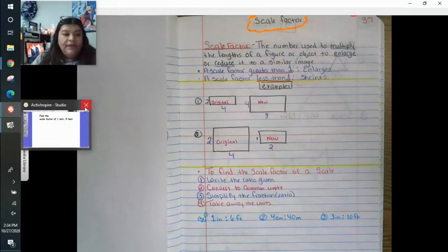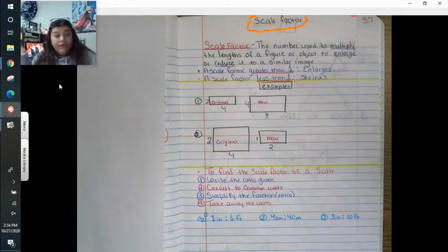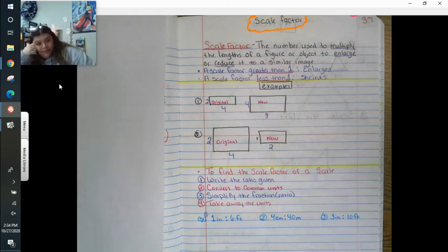Good morning, guys. We're going to go ahead and go into scale factors as well. It kind of goes along with the scale drawings.